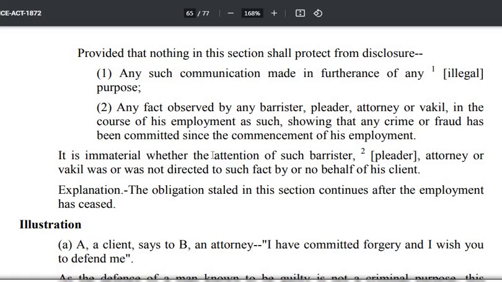It is immaterial whether the attention of such barrister, pleader, attorney or vakil was or was not directed to such fact by or on behalf of his client. What fact? ये proviso वाले facts. Proviso वाले facts मतलब the illegal things he has done after the engagement.